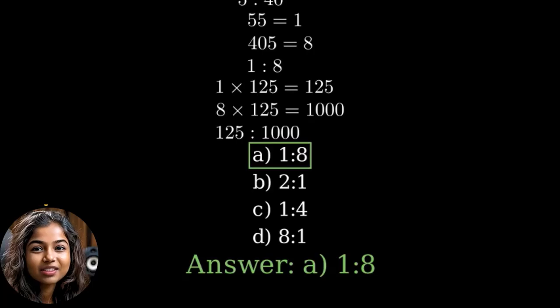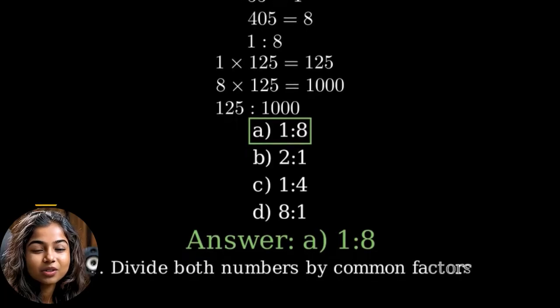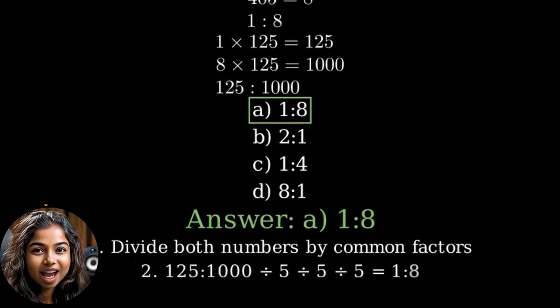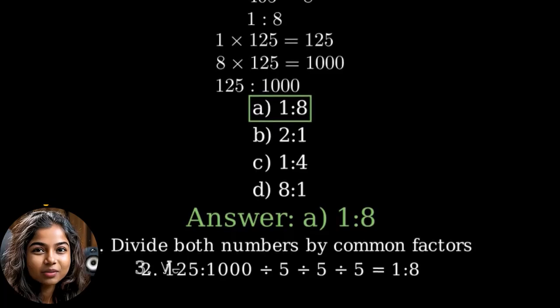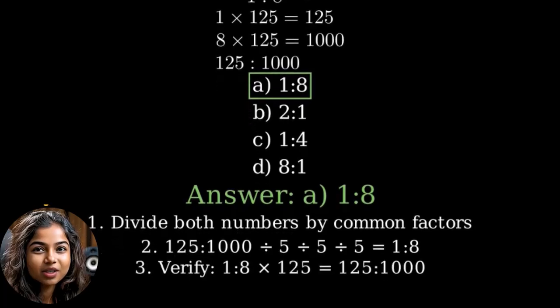Let's review what we learned. To simplify a ratio, we divide both numbers by their common factors. In this case, we divided by 5 three times to get from 125 to 1,000 to 1 to 8. We can verify our answer by multiplying both parts.